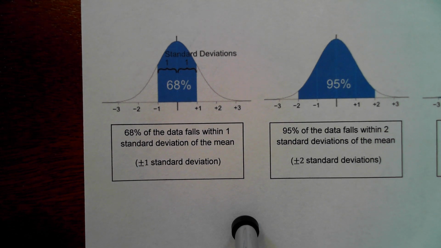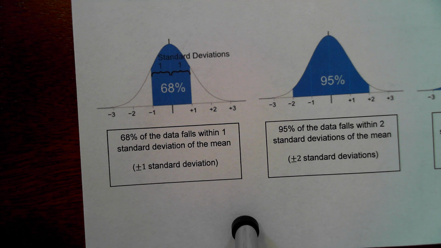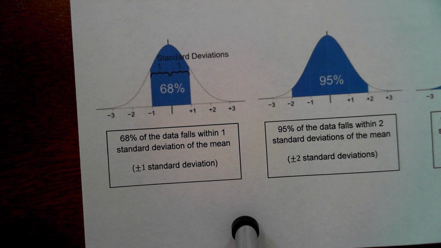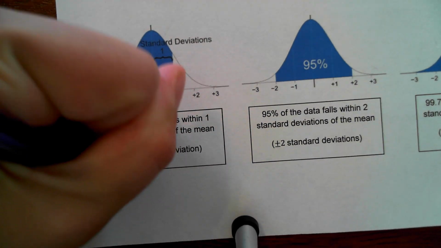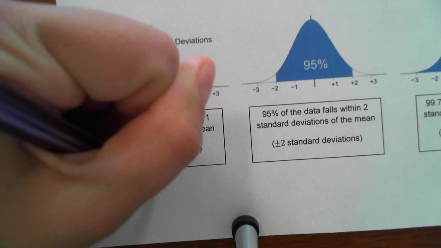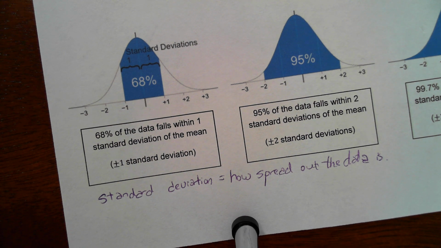So before we go over actually the rule of 3, I want to define something called standard deviation. Standard deviation tells you how spread out the data is. All right, I'm going to define a few more things for you right here.